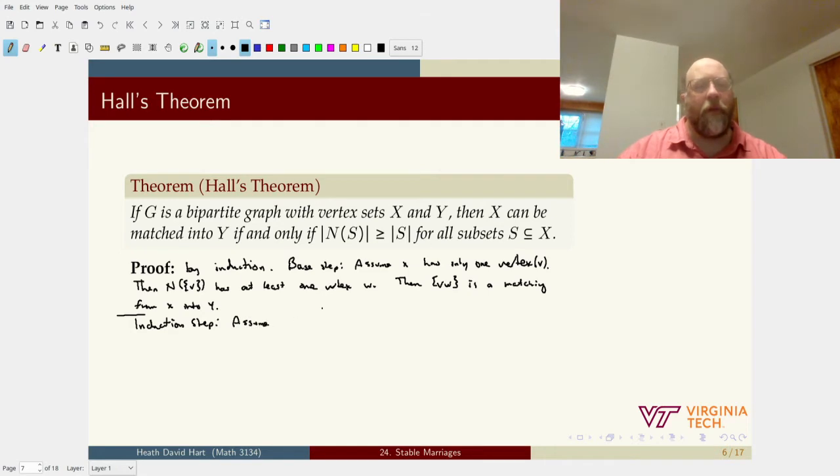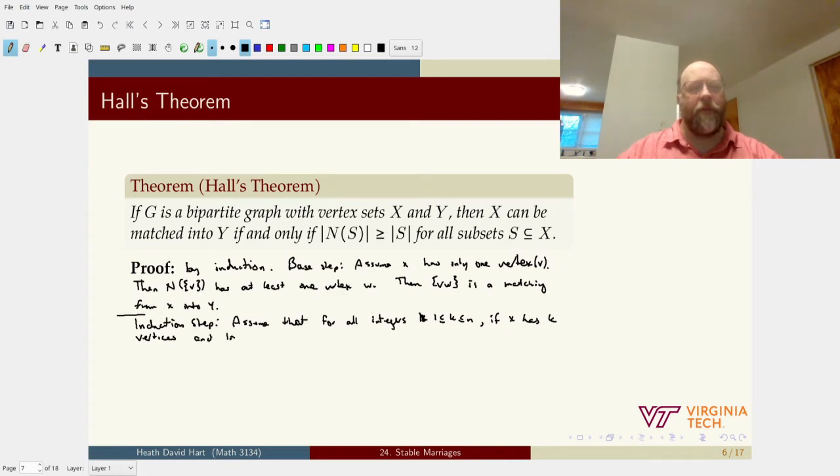Assume that for all integers k from 1 to n, if X has k vertices and this condition is satisfied, then X can be matched into Y.